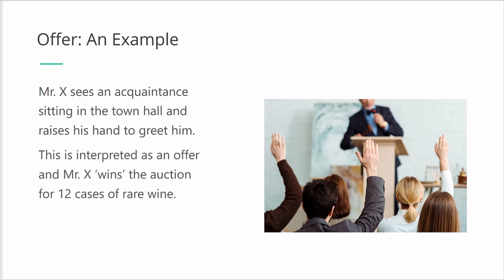Unbeknownst to Mr. X, this means that he is making an offer, and it is interpreted as such by the auctioneer. As a result, Mr. X wins the auction and is obliged to pay for 12 cases of rare wine. In this scenario, would there be a contract under the law? Under the objective theory, the answer is yes, since a reasonable person would interpret his actions at the auction as constituting the making of an offer.